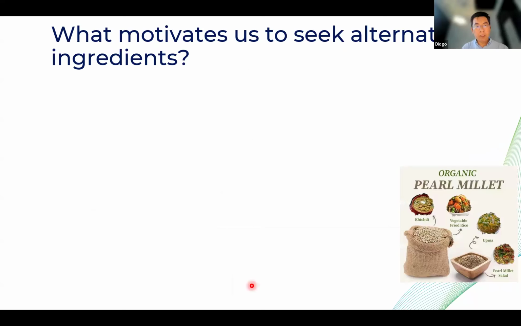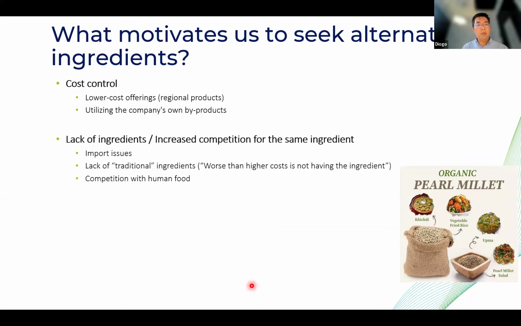But on the other hand, what motivates us to seek alternative ingredients? Cost control, to lower cost offerings. Lack of ingredients, or increased competition for the same ingredients that can be caused by importation issues. Lack of traditional ingredients, because worse than higher cost is not having ingredients. And in some cases, we can also have competition with human food.